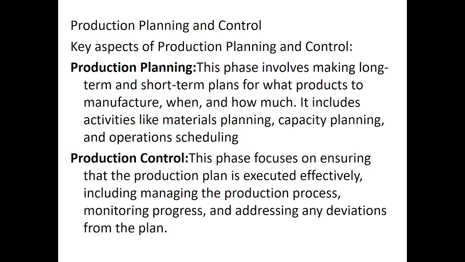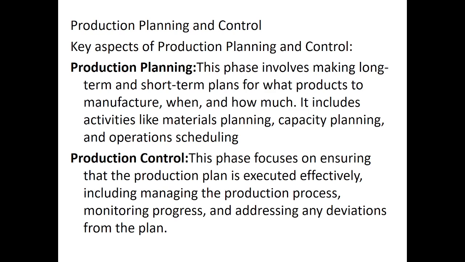Now, what are the key aspects of production planning and control? Production planning. This phase involves making long-term and short-term plans for what products to manufacture, when and how much. It includes activities like material planning, capacity planning and operation scheduling.